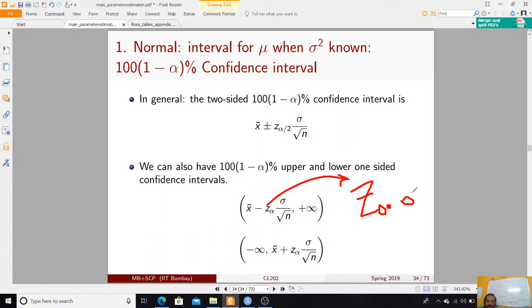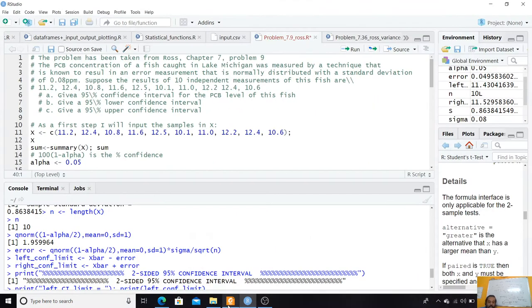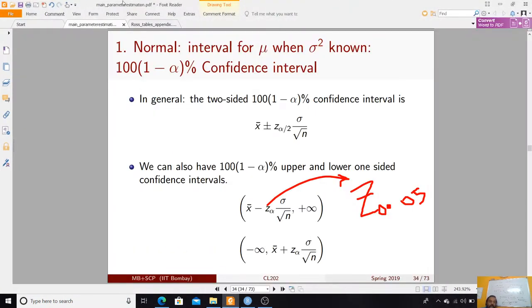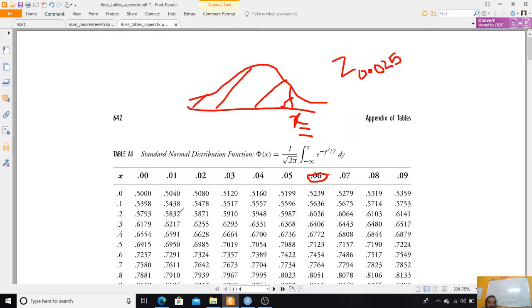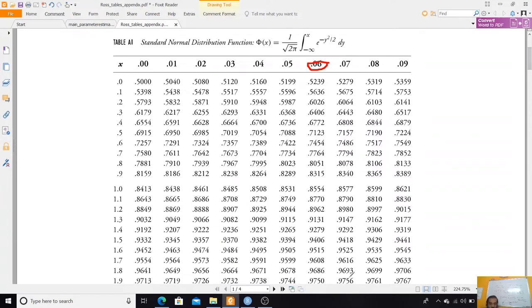So I need to find the value of X in the table where the probability on the right side is 0.05, which means the probability on the left side is 0.95. So let me come, you're only at 0.8, okay, we are here. 0.95 is somewhere here, between these two.